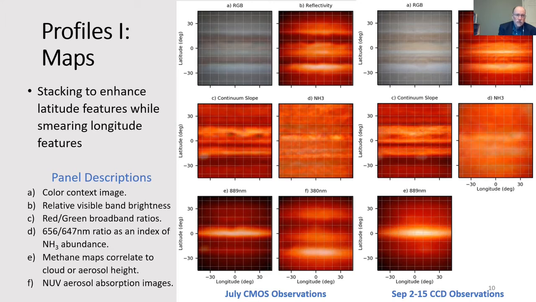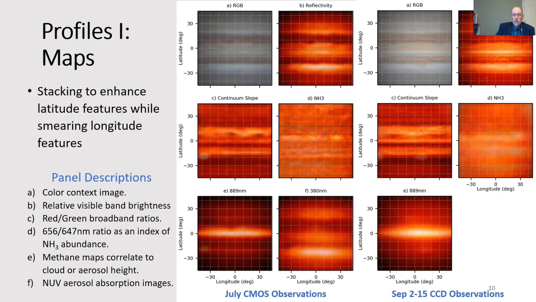You can see the panel descriptions at the lower left, and these are from 2 different sets of dates. There's the CMOS observations from July, which are all averaged together, and then there's the first half of September observations with the CCD. Now, the center panel to the right of each of these frames is the ammonia absorption or the ammonia abundance maps. And what you see there is a lack of correlation directly with a lot of the other features. You see some correlation, but not a huge correlation.